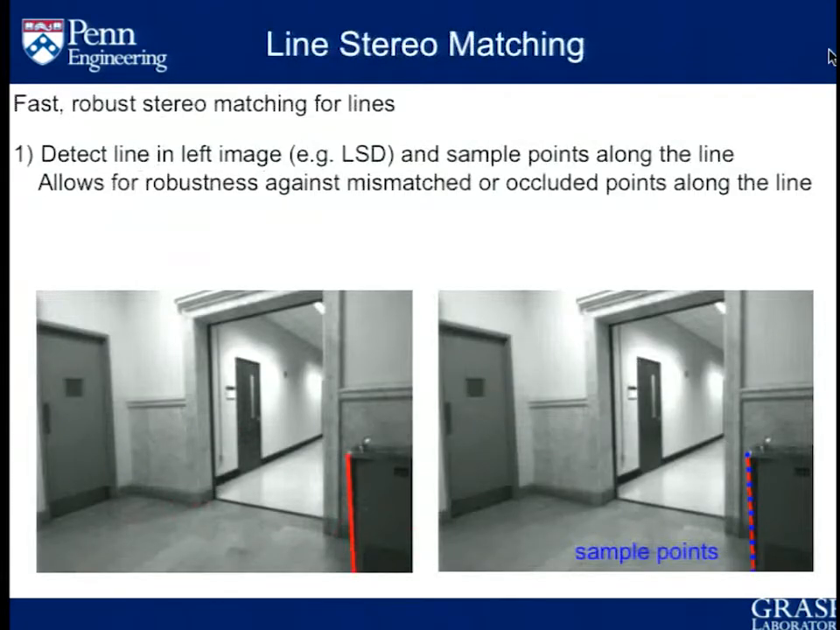Disparity computation for line features is more challenging than it is for points, as it is not possible to do descriptor extraction and matching in real time for line features. Hence, we propose a new real-time line stereo matching algorithm. First, we detect the lines in the left image. Then we extract a number of sample points for each line.